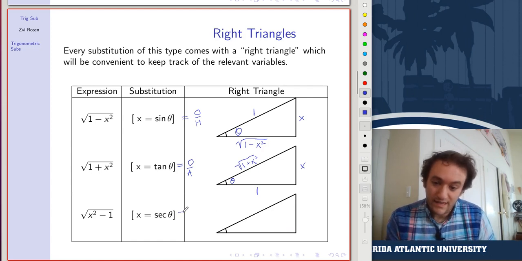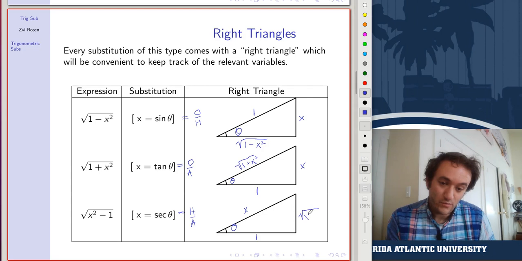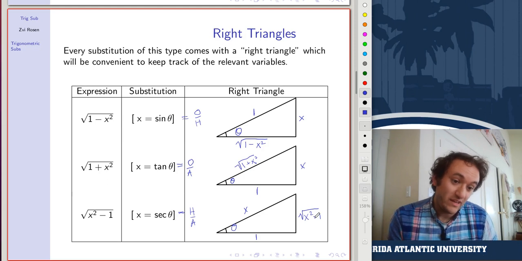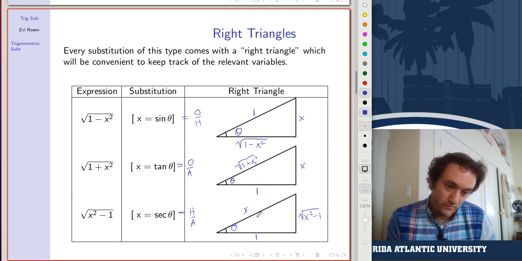Finally, because secant can be written as hypotenuse over adjacent, we are going to set this angle equal to theta again. And now x will be the hypotenuse, 1 will be the adjacent, and this side will be the square root of x squared minus 1. Now all of these square root expressions are just derived from the Pythagorean theorem, keeping in mind that the sum of the squares of the legs has to add up to the square of the hypotenuse.